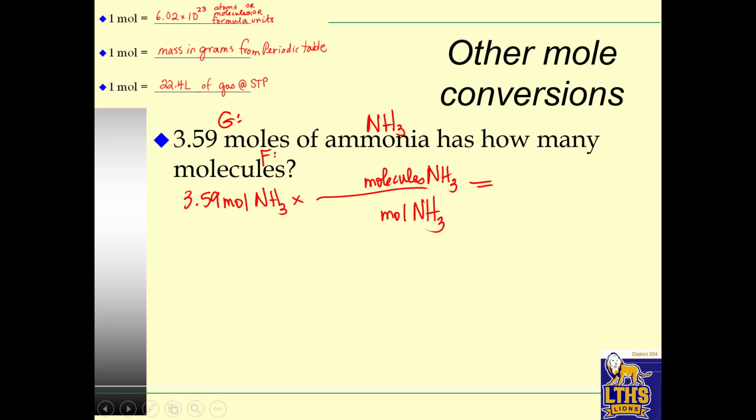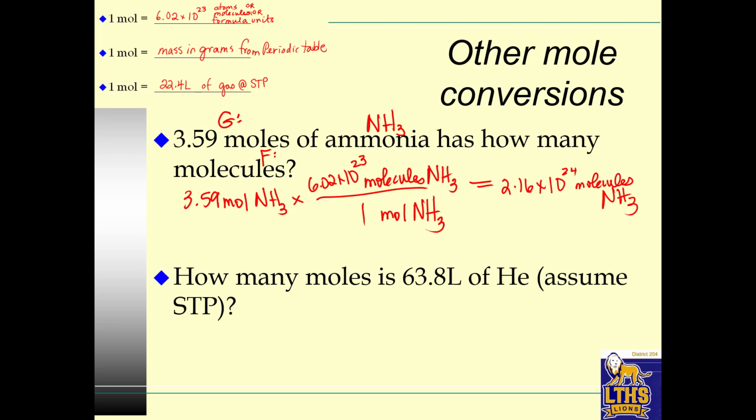Now this is going to be different. The number 1 goes with moles every time, but when I'm talking molecules, I'm talking parts or pieces. So I don't want to know how much they weigh, I want to know how many there are. So I put in Avogadro's number, and I find out it's 2.16 times 10 to the 24th molecules of ammonia. Right. Let's try another one.